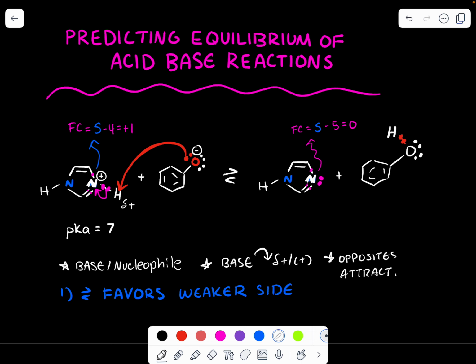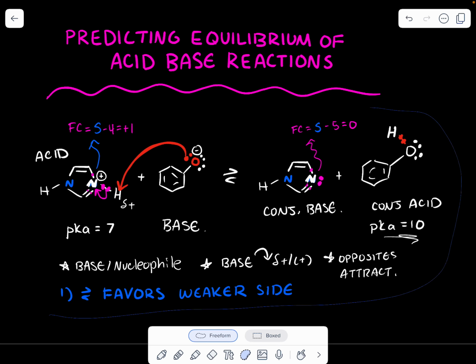So now we say, who is the base? This was our base. Hence, this was our acid, because it gave up a proton. On the right-hand side of the reaction, this would be our conjugate base, and this is going to be our conjugate acid. They might also give you information such as that this has a pKa equal to 10. So what does that pKa really mean? It means, how easily is this compound going to give up a proton?